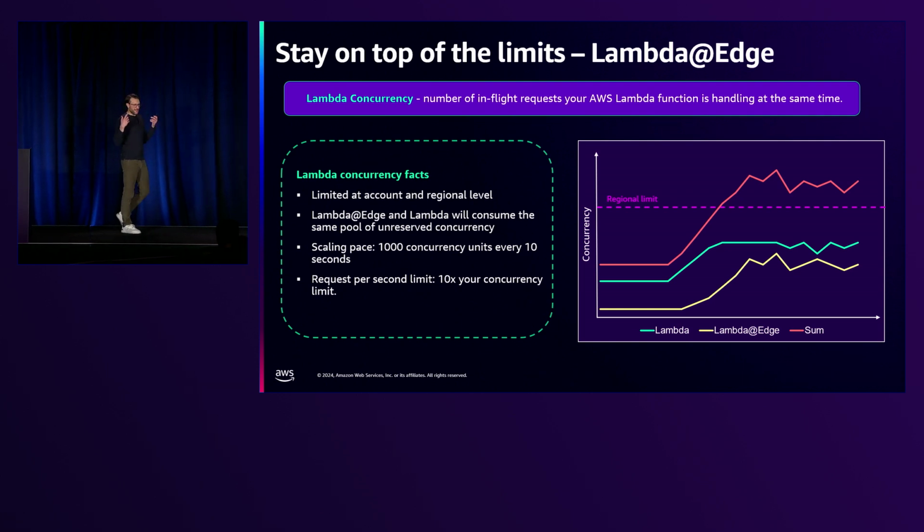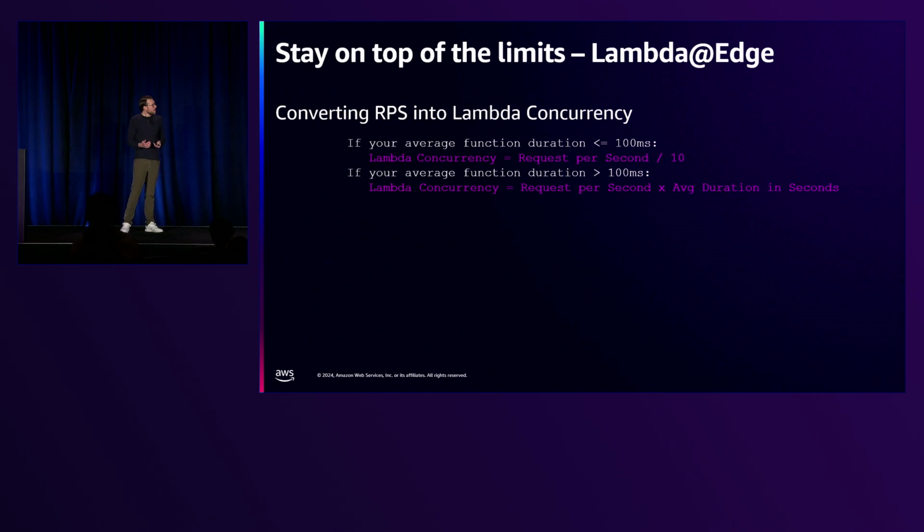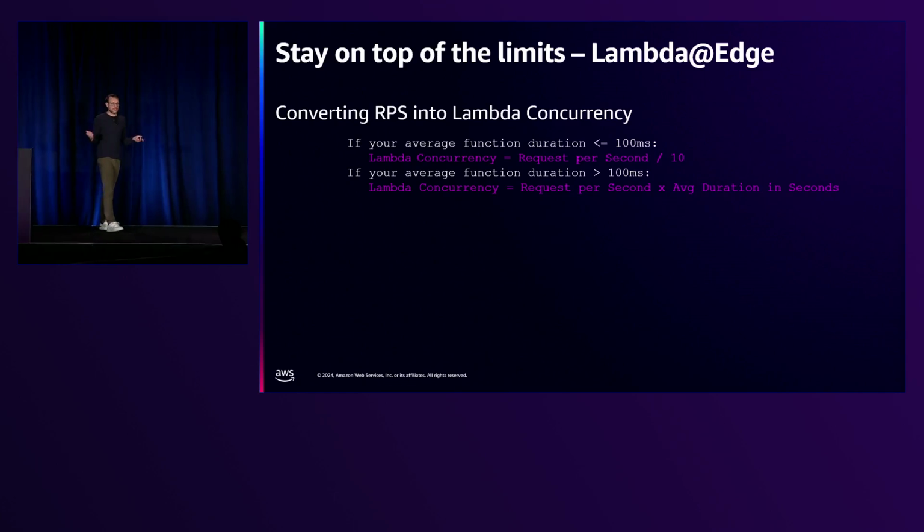And so you may be thinking, wait, I'm a web developer. I've got a front-end application. I know how many requests per second are coming in to my web application, but how does that actually equate to concurrency in Lambda, and how do I keep under that transactions per second limit? The equation's actually quite simple, but what you really need to understand is the average duration of your function itself.